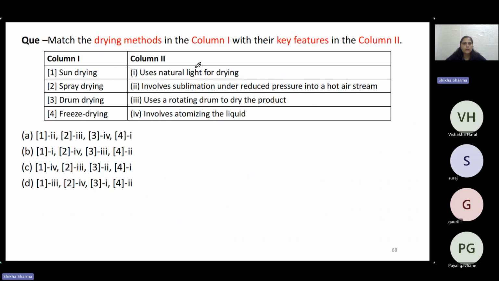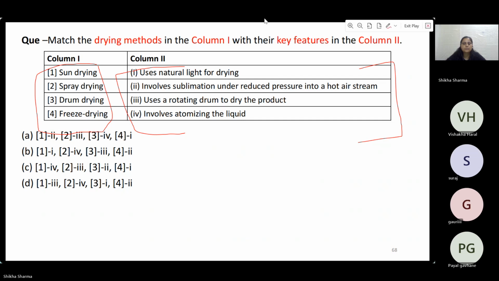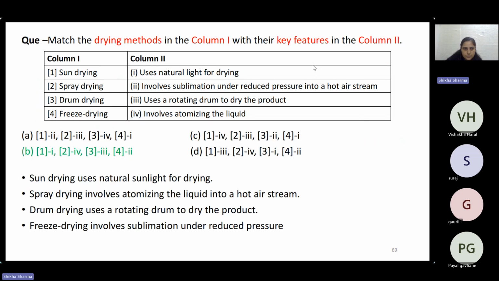Let's match the following. Here are sun drying, spray drying, drum drying, and freeze drying in column 1, and in column 2, key features are given. So this is very simple now. Please let me know. So Vishaka is saying B, Suraj is saying B. Okay, both B. B is the correct answer.